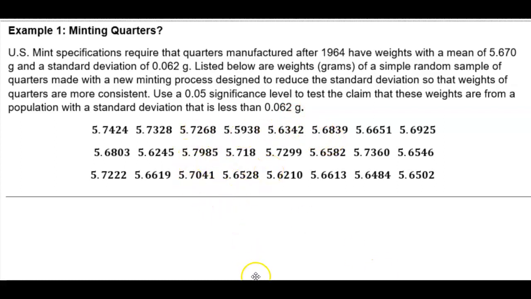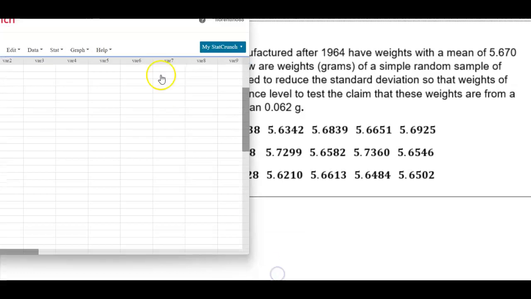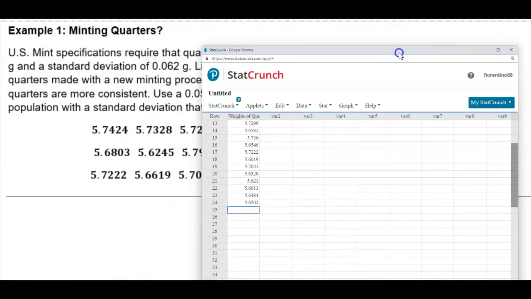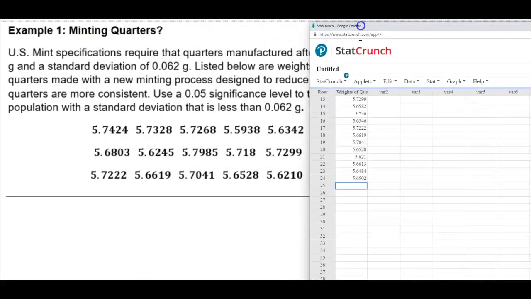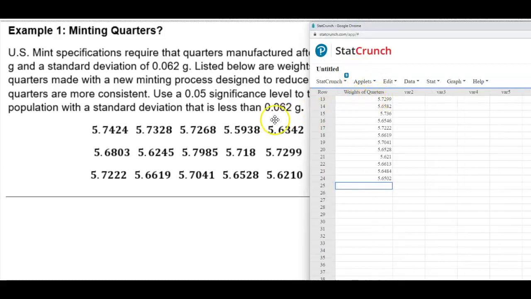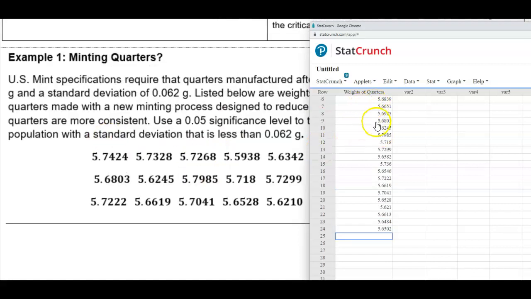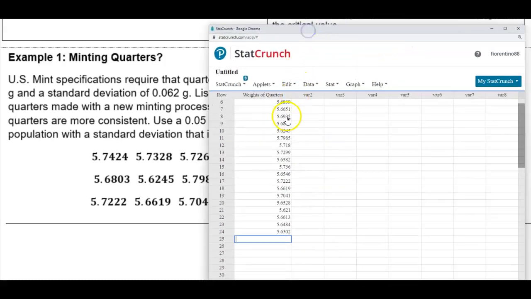And so what you would want to do is come in here in StatCrunch. Once you open up StatCrunch, you can title the column "weights of quarters," and then put in each particular weight of the quarters. When you put them all in, you're going to have a sample size of 24. The one thing you want to look for is the sample size and the sample standard deviation, because that's what you're going to need for this problem.